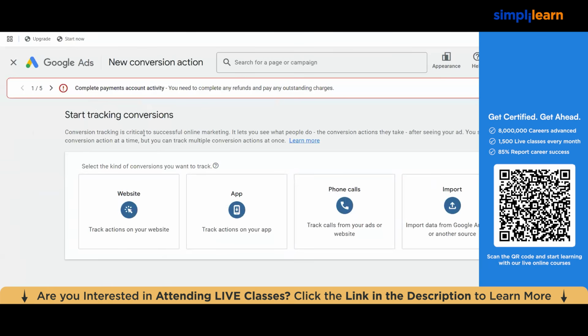So conversion tracking is critical to successful online marketing. It lets you see what people do. Sumit, to answer your question, I believe you asked that, right? The Google Pixel monitors user movement. So this is what it measures. It lets you see what people do, the conversion action they take after seeing your ad.